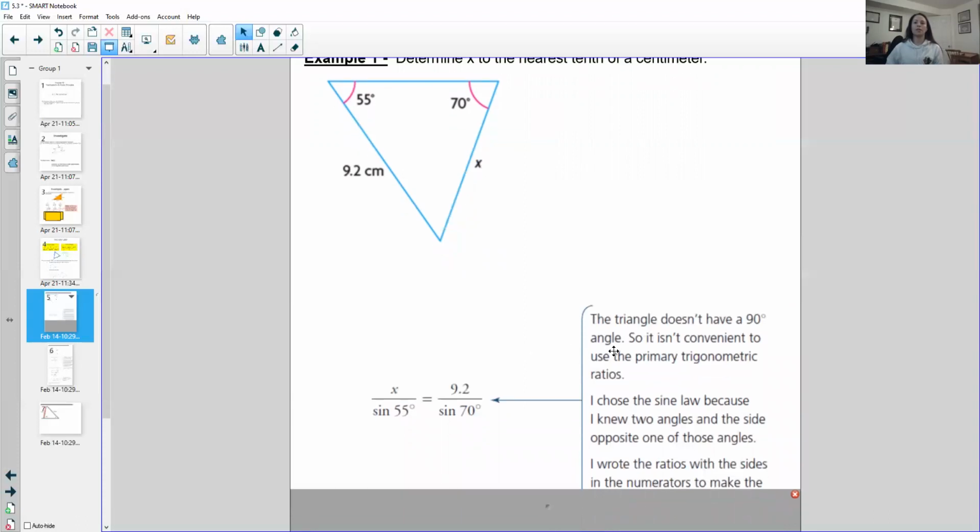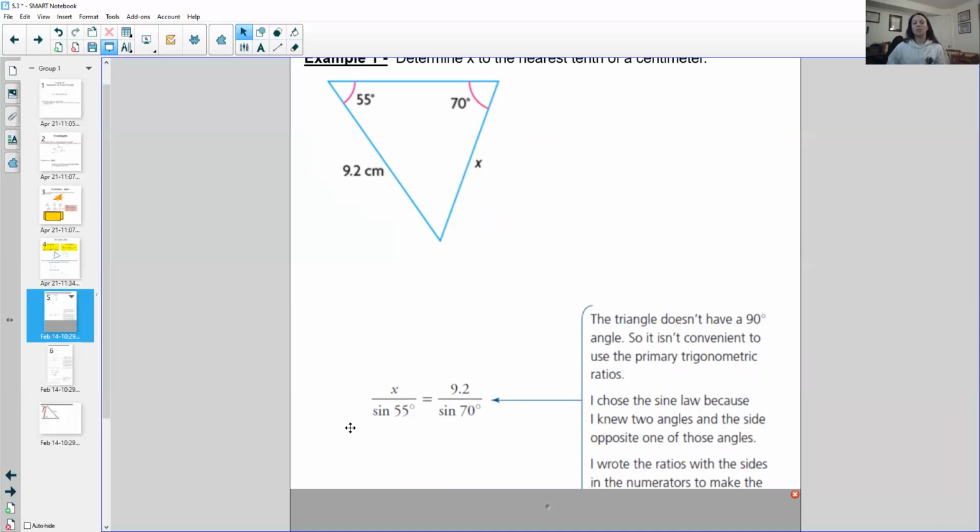And we're just going to scroll down a bit. So I need to set this up. Since I am looking for a side, I'm going to put my side up top, and then it's going to be over the sine of the opposite angle. So this is going to be over sine of 55. That ratio will be equal to this ratio. So I'm putting my sides up top, so that'll be equal to 9.2 because it's the side, over sine of the opposite angle, over sine 70, which is here.